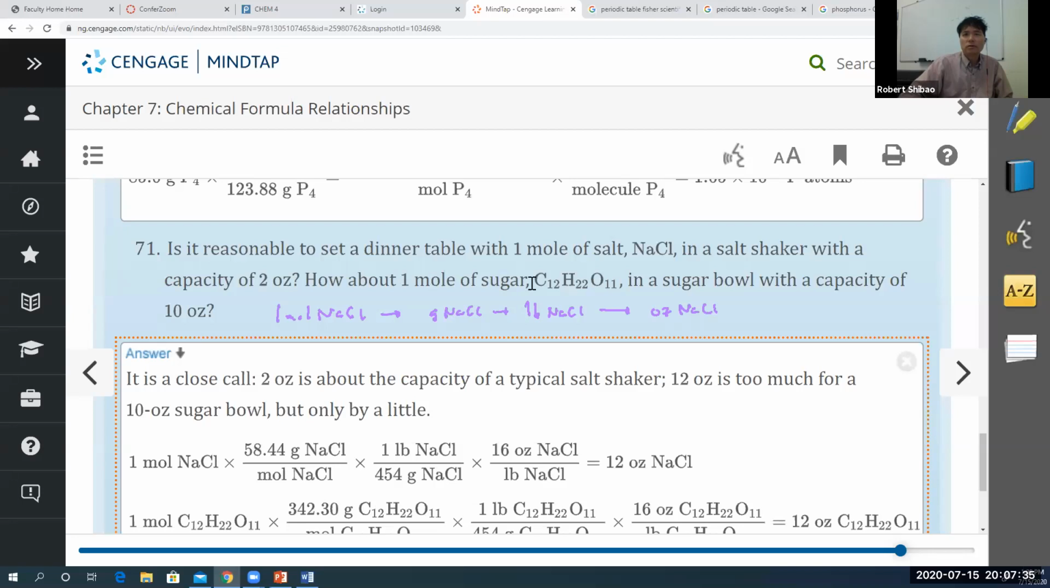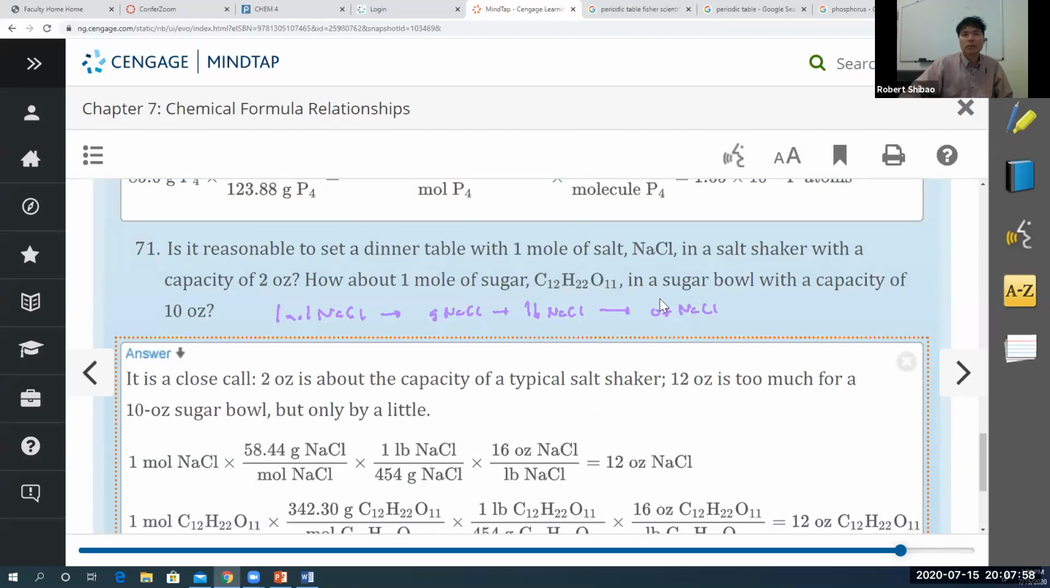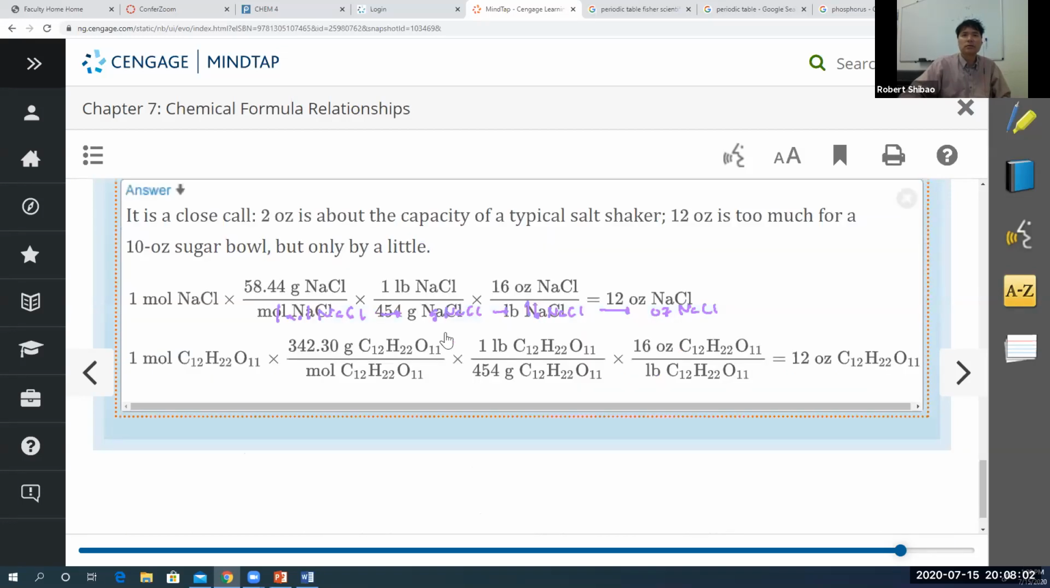How about 1 mole of sugar in a sugar bowl with a capacity of 10 ounces? So we go from this same thing, moles of sugar to grams of sugar using the molar mass. So moles of sugar to grams of sugar, we got 12 carbons, 22 hydrogens, 11 oxygens. So we can calculate the molar mass. And then grams to pounds, and then pounds to ounces, and it comes out to 12 ounces. And this bowl has a capacity of 10 ounces. It's too much sugar. Too much sugar and too much salt for the containers.